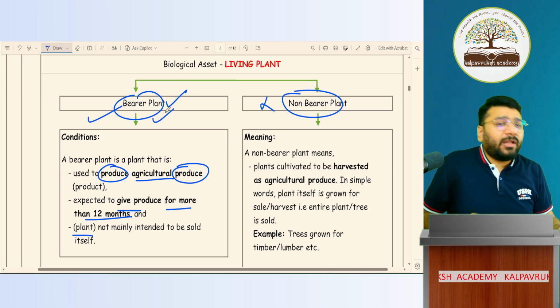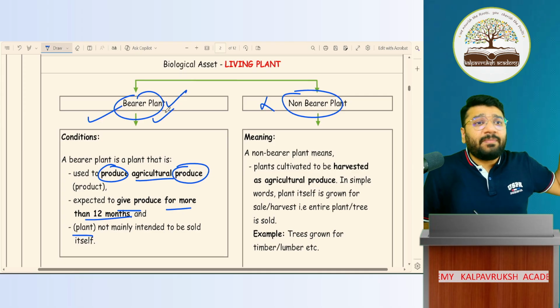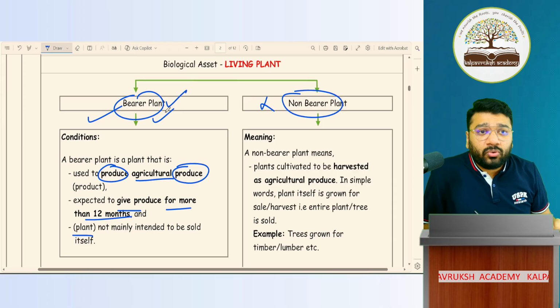So can I say bearer plant also is satisfying those three conditions of PPE? Yes. In that case, can I recognize the bearer plant as PPE and apply AS10 on that? Yes. Okay, not okay. Okay.